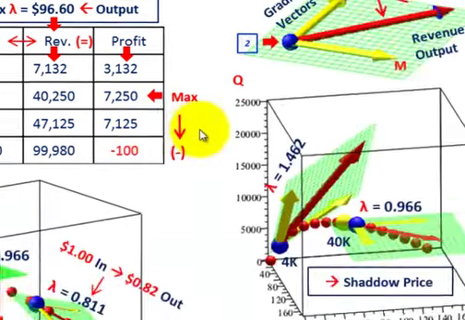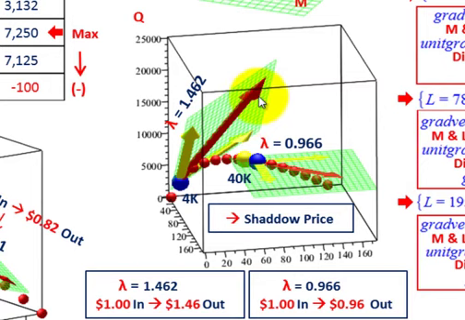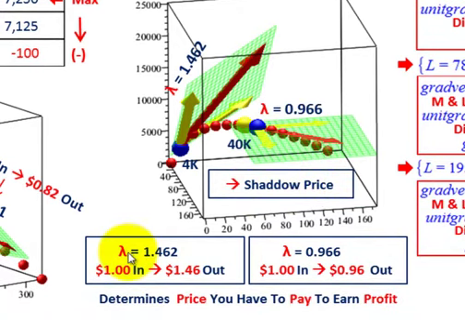Okay, so let's go over here and look at it in terms of 3D, and just look at two different points to get the idea about the shadow price again. That first point, the $4,000 constraint, we had the larger Lagrangian, 1.462. And then let's say we move to this other one, the $40,000, 0.966. So our shadow price, when we had that Lagrangian at 1.462, we put $1 in, we get $1.46 out. So really what you're saying is, if you pay less than $1.46, you're going to make some profit. Ultimately you want to put $1 in and get $1.46 out.